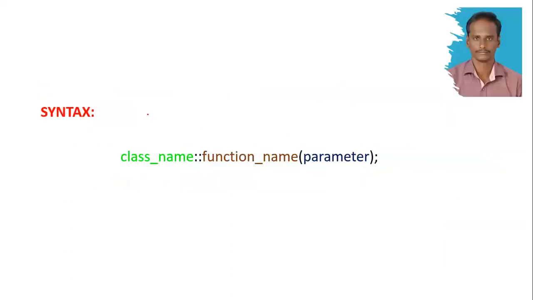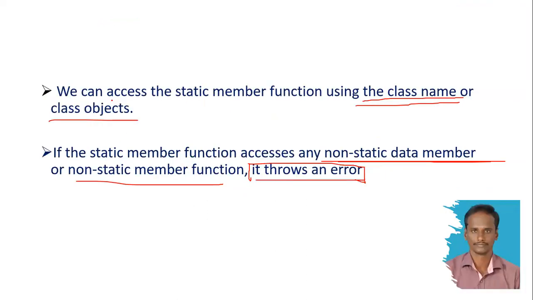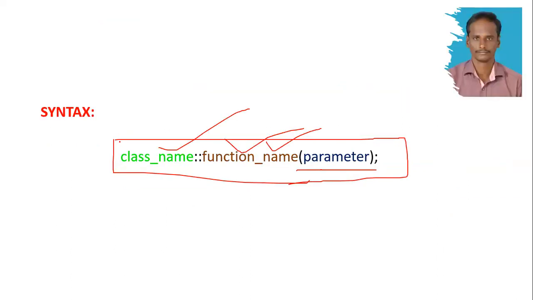Syntax for declaring or defining a static member function: the function is preceded with the static keyword, and if you want any parameter, you can use parameters. I'll show it in the example. We can access a static member function using the class name or an object. If you call a static function with the class name, you should use the class name, the scope resolution operator, and the function name. This is the function call.